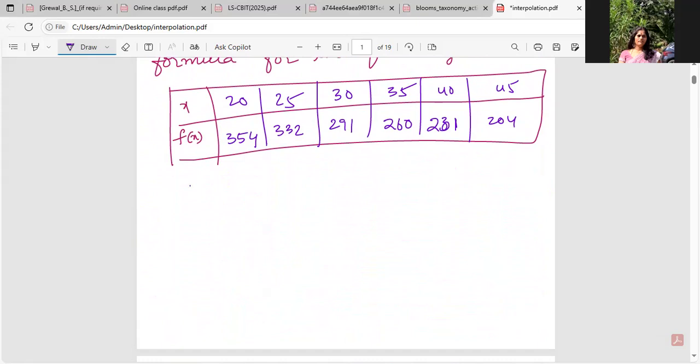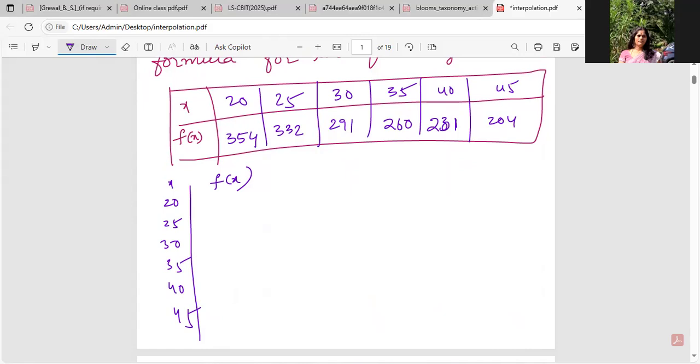For any data, I have to construct the table first and then proceed with the remaining things. So this is 20, 25, 30, 35, 40 and 45. And then these values. I'm supposed to be using Gauss forward, right? Gauss forward. So where will I start if I have to use forward?